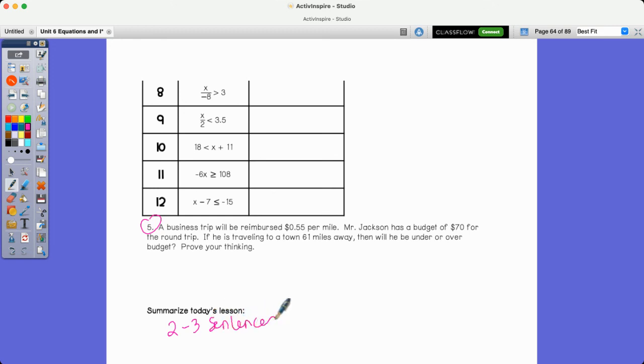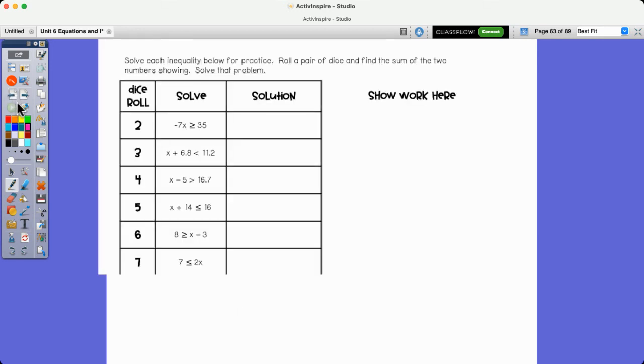Guys, this is important that you practice this, and it's very important that you practice the graphing. So if you want to sketch number lines off to the side, that would be fabulous.